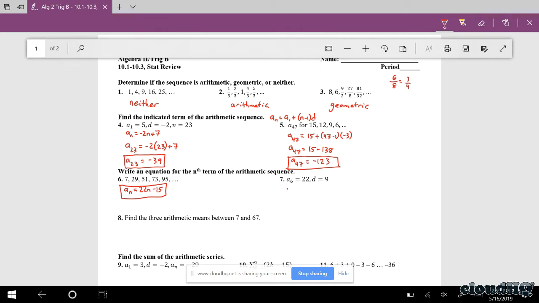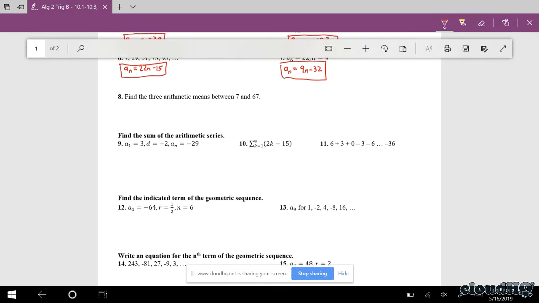This one, I do know my slope is 9, and I know that when I plug in 6, I have to get 22 as an answer. So if I do 9 times 6, I get 54, and I need to get 22, so I must have to subtract 32 to get there. So that's the y-intercept.